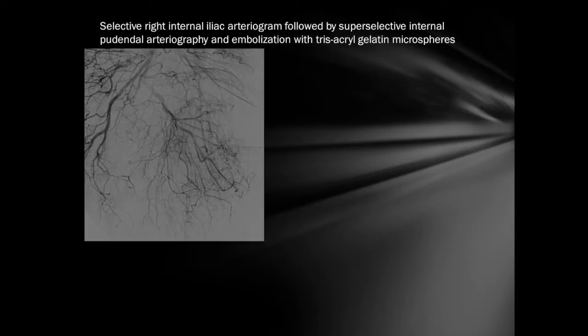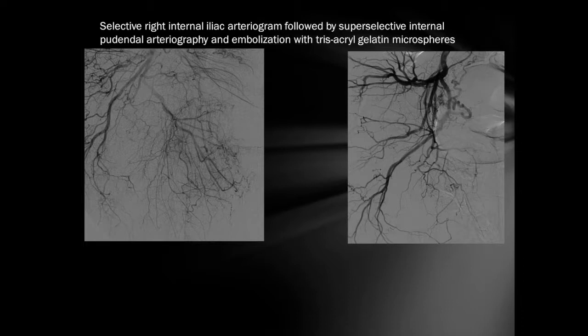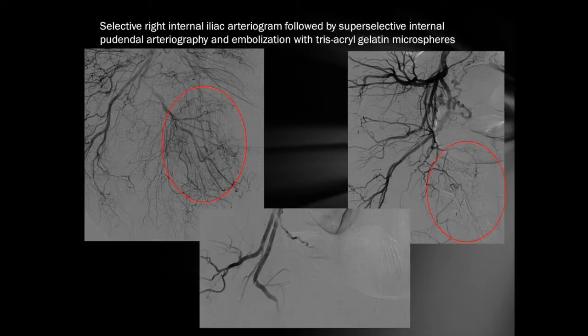Following super selective embolization, we go from vascularity that looked like that pre-embolization to significant decreased vascularity on the post-embolization internal iliac arteriogram. And on the selective internal pudendal arteriogram, you see the catheter tip here. You see truncation of the internal pudendal artery with all of the branches essentially occluded, and you no longer see that tumor blush that you did.